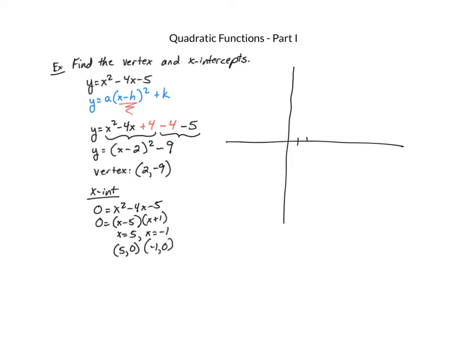Let's see, 1, 2, 3, 4, 5. So 2 is right here. I'm going to put negative 9 down here. Our x-intercepts are at 5 and negative 1. I'm going to draw my parabola.